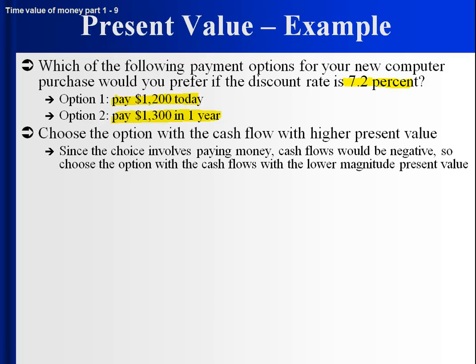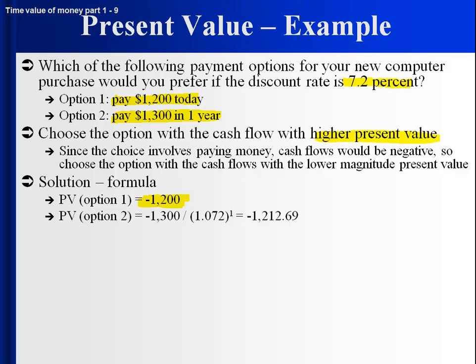We want to choose the one which has the higher present value. And notice, since these both involve payments that we're going to have to make, we're still going to want the one with the higher present value, but it's going to be the one with the smaller magnitude. Which one involves paying out the least amount of value? So let's go and find the present value and compare them. Well, option one, paying out $1,200, what's the present value of the cash flows associated with that? Negative $1,200. That's easy. The present value of paying $1,200 today is negative $1,200.